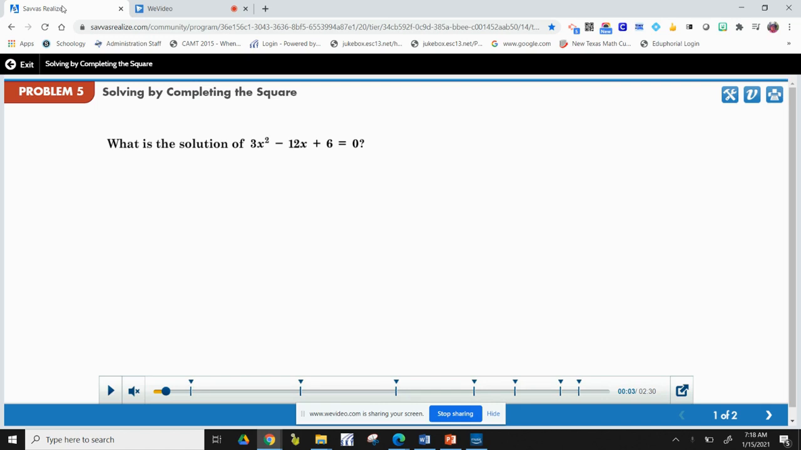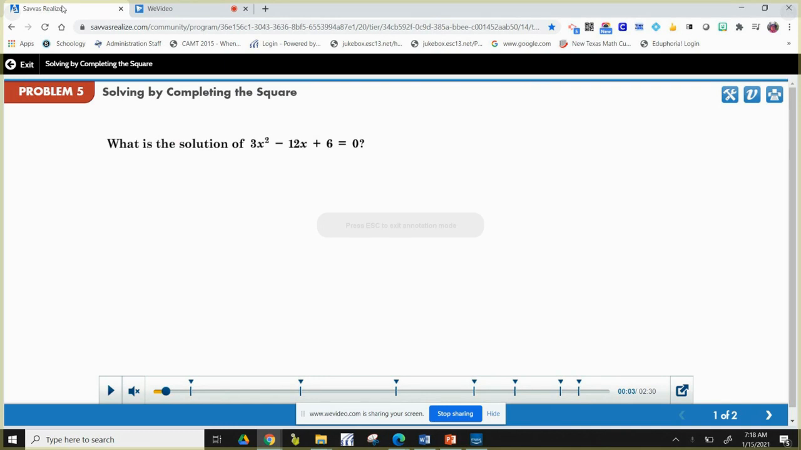Today we're going to look at complete the square like we did yesterday, but today we're going to solve by complete the square. So we're going to end up with x equals something and x equals something. So solutions to the equation, values that you could plug in for x and make the equation true. All right, so here we have the equation 3x squared minus 12x plus 6 equals 0.